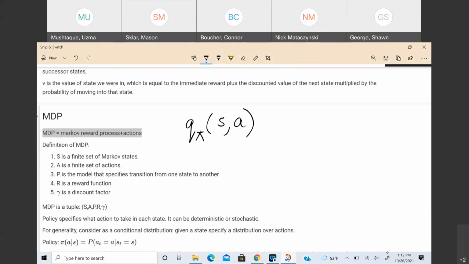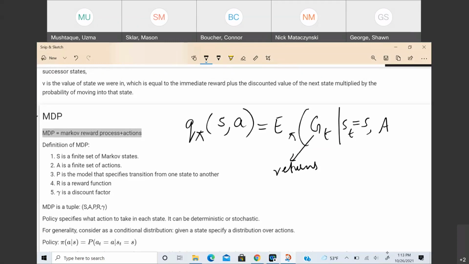So it's the exact same value equation, except that my expectation of G sub T, remember my returns, is not just conditioned on my state, but also on my action A. That's the only thing that gets added. The rest of the assumption, that it's a Markov process from state to state, stays the same. And we'll see how we can also show that this decomposes into something.